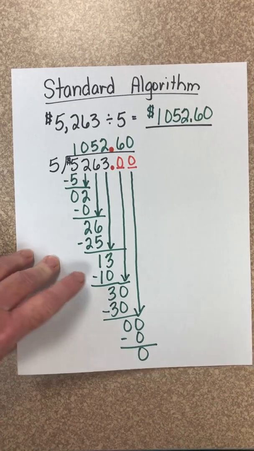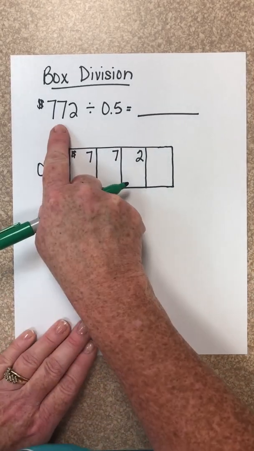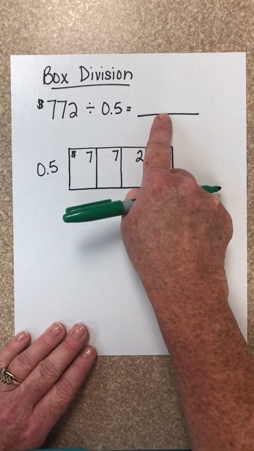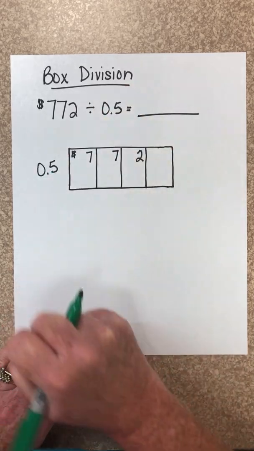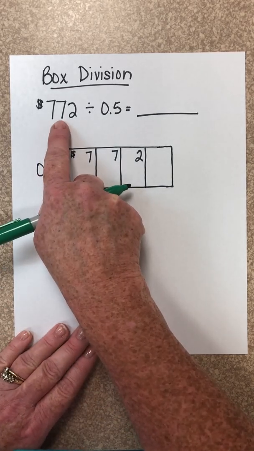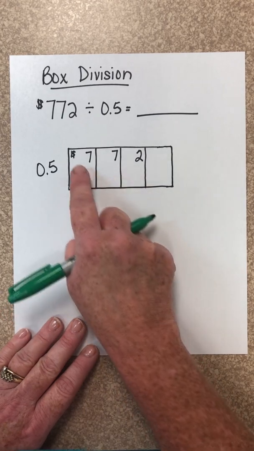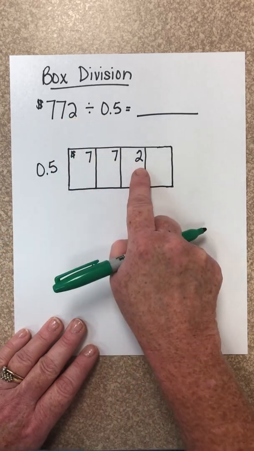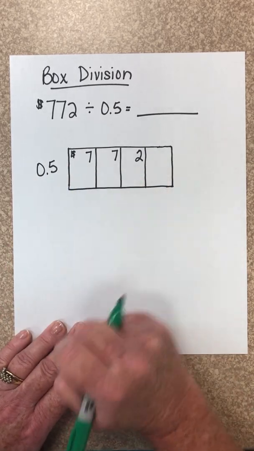Okay, let's look at box division with money. $772 divided by 5/10, and we're looking for the quotient. Dividend, divisor, quotient. So using the box division or box method, we notice that the dividend has 3 digits. So we need to make our box have 3 columns. 7 goes in the first, 7 in the second, 2 in the third. The divisor, like always, goes out in front of this row.